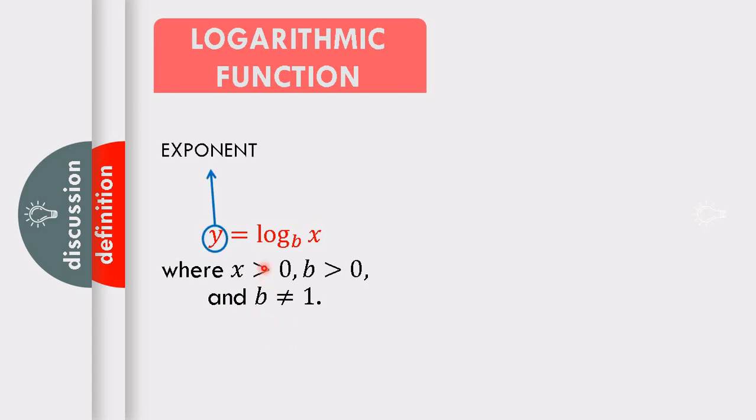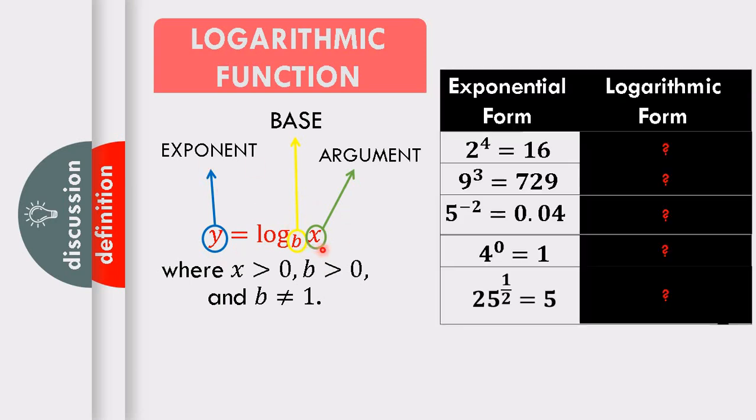Okay, so y is what we call the exponent, b is the base, and x is the argument. So let's change exponential form into logarithmic form. For example, we have 2 raised to 4 equals 16. In the logarithmic form, again, we have 3 basic variables to remember. First, y is the exponent, so in this one, we have 4 as the exponent. Next, the base b is 2 and the argument x is 16. So we have log of 16 to the base 2 is equal to 4.